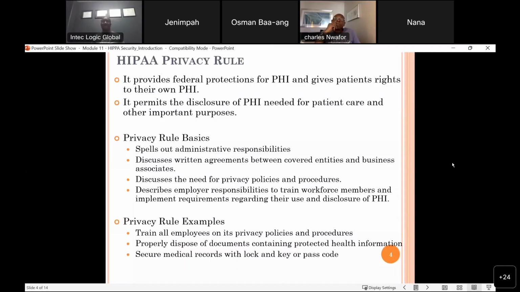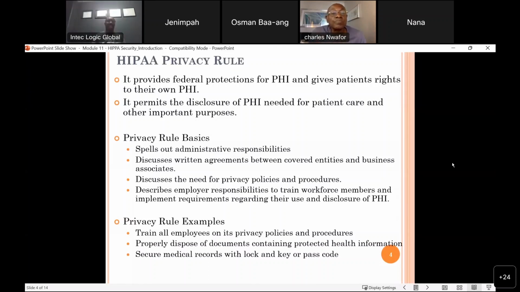We call it business associate agreement, BAA. We will learn about that, right? So anytime there is an engagement between a covered entity, right? Whenever you hear covered entity, let's think about hospital. Example, it's a hospital, right? It's a covered entity.